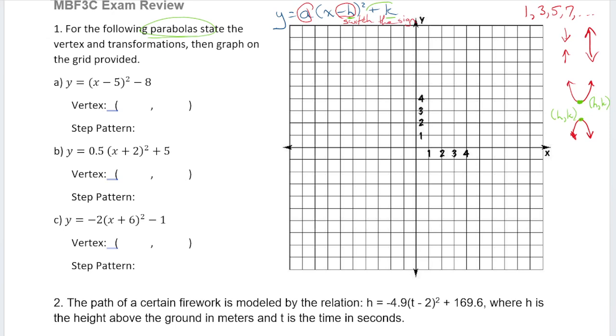For k, it's plus k, so we do not switch the sign. But for minus h, we have to switch the sign. Okay. Let's do the first one.